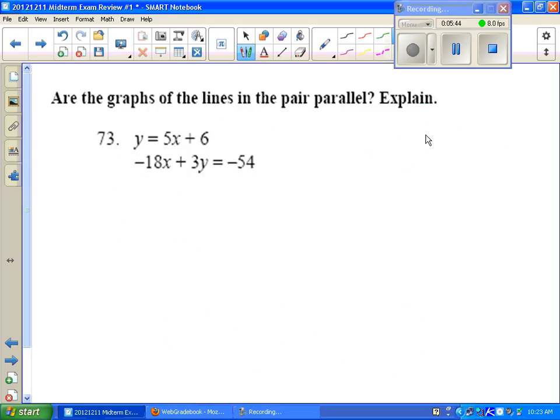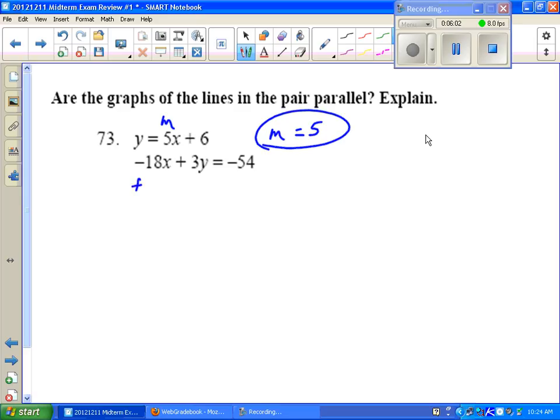This next example is going to come out where they're not the same slope, I'm pretty sure. But again, y equals mx plus b. So the slope of your first equation is 5. That one's simple to see. The second one, we have to move it to where we can see. It says negative 18x, or minus 18x.